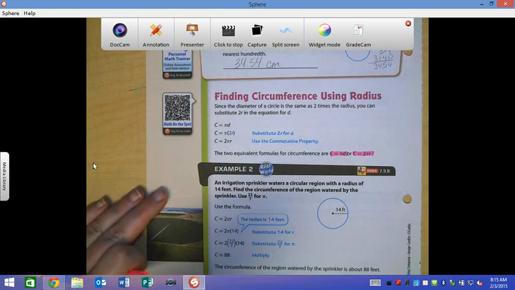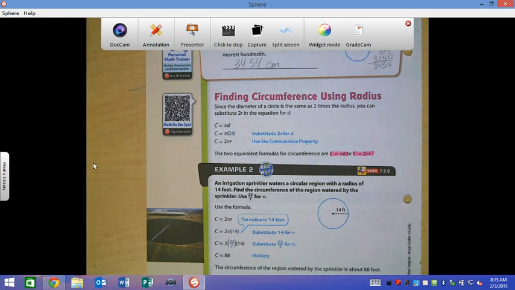So be very careful. Whichever number you are given, use that formula. It's nothing fancy. If they give you diameter, use pi times diameter. If they give you the radius, use 2 pi r. Make it easy on yourself.